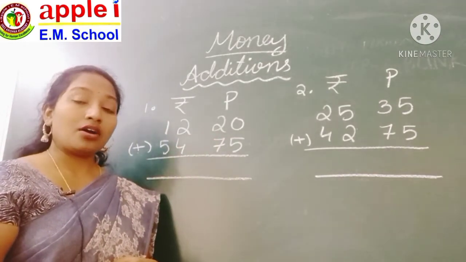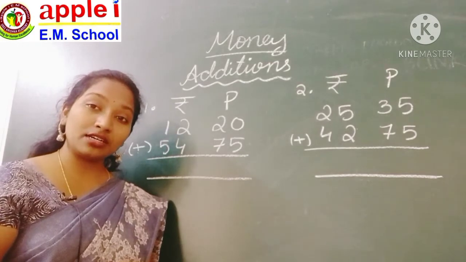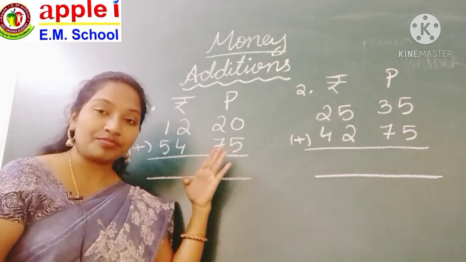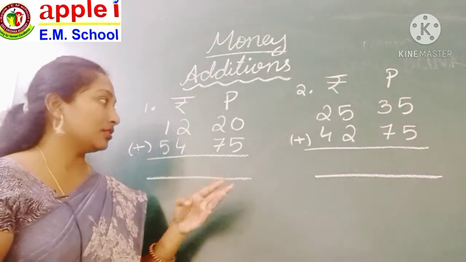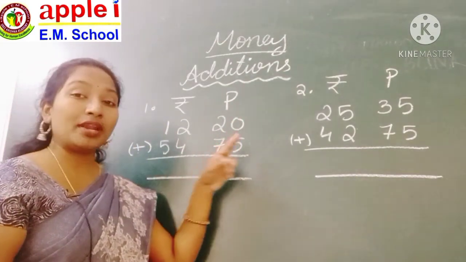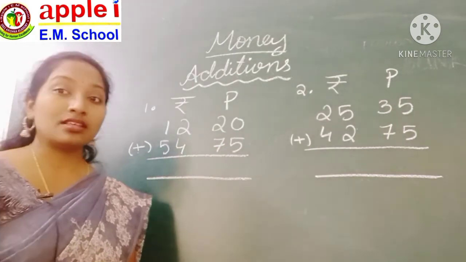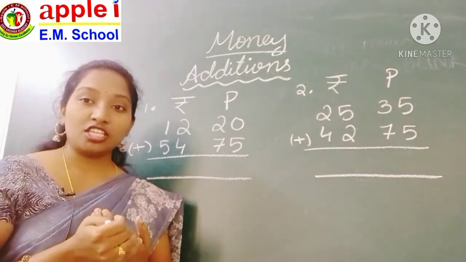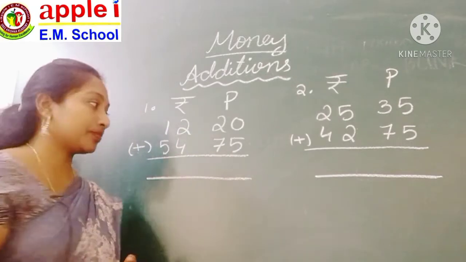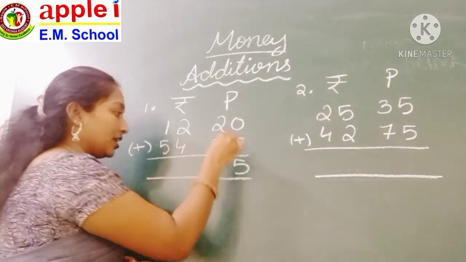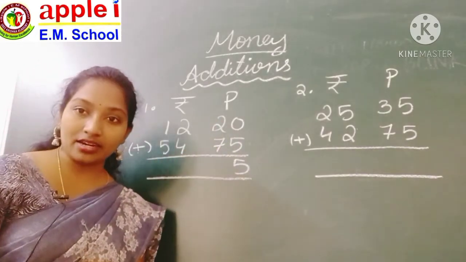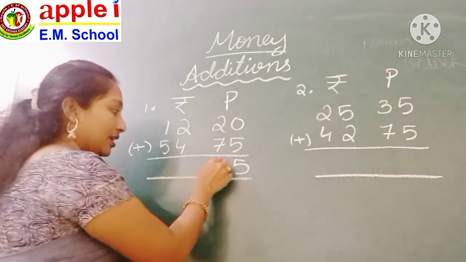See, how do we do addition here? First you have to add pies, then rupees. See, 0 plus 5 is 5. If you add 0 to any number, you will get the same number. So, 5. Next, 2 plus 7, 9.